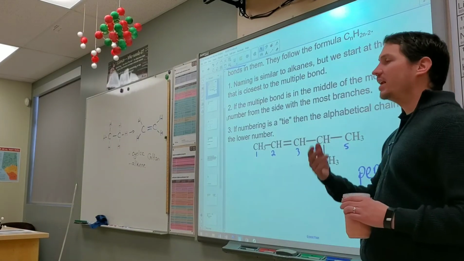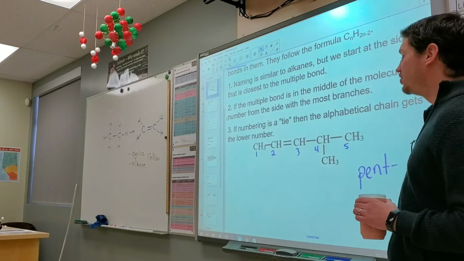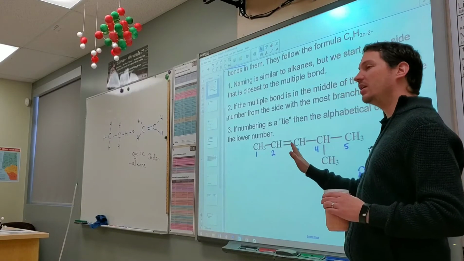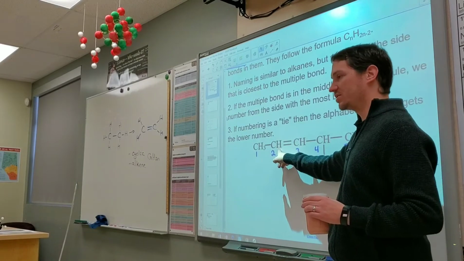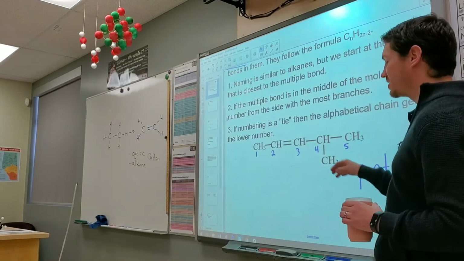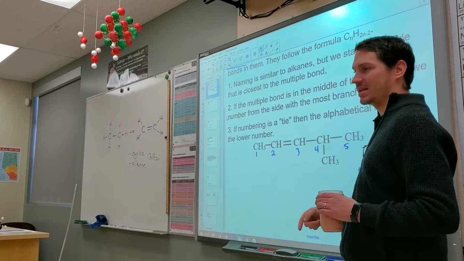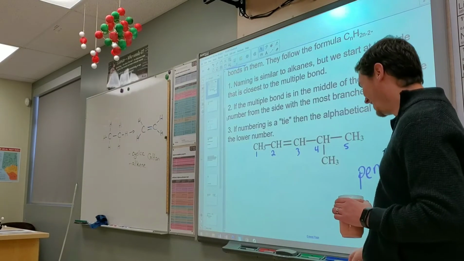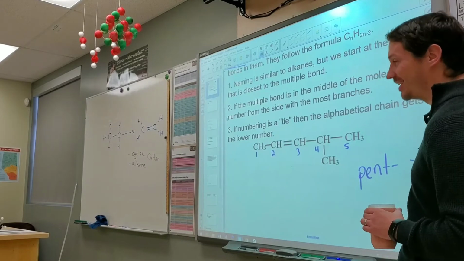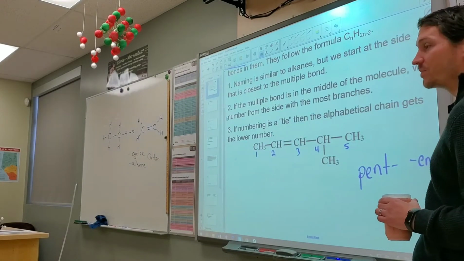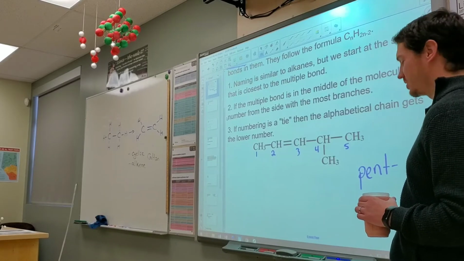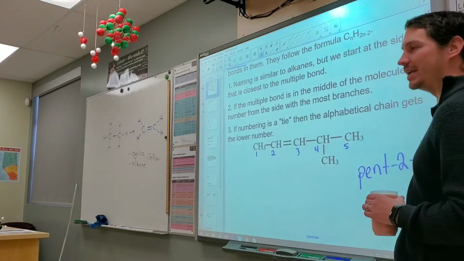Let's all just kind of agree. Do we want to call this pent-2-ene because that's where the double bond starts, or do we want to call this pent-3-ene because that's where the double bond ends? What's the more logical? 2, where it starts. So this is pent-2-ene.